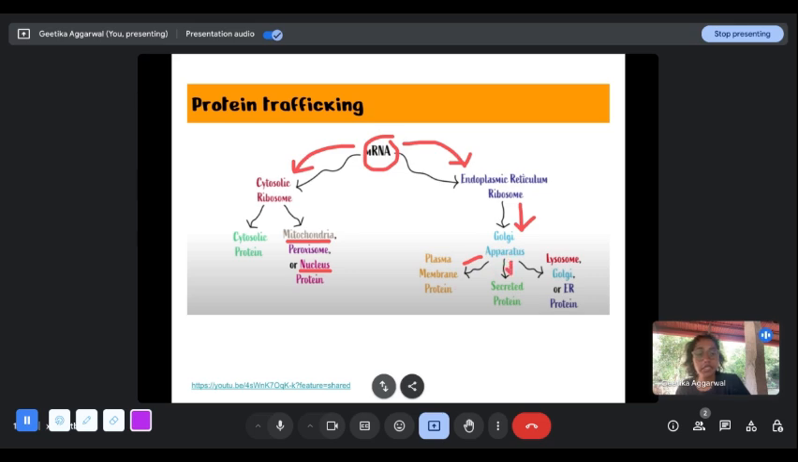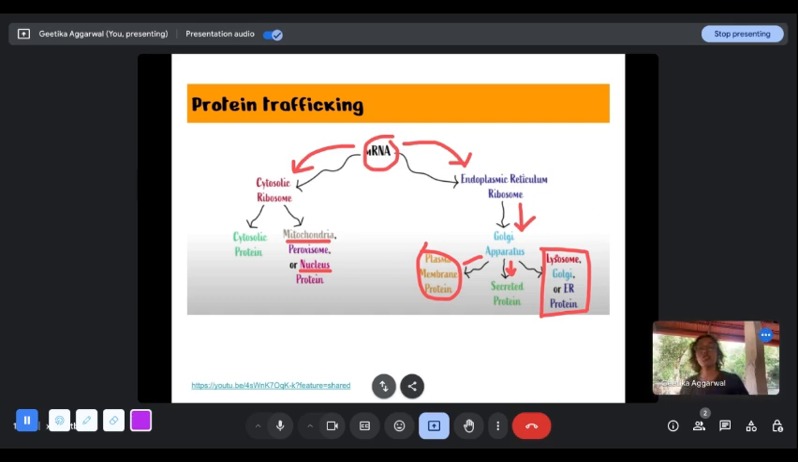Or they become plasma membrane proteins, which means proteins that form a part of the plasma membrane. Or they can stay in the Golgi, or they can be sent to the lysosome for destruction. So these are the fates that proteins come across when they're formed in the cell, and this is what they can be subjected to.